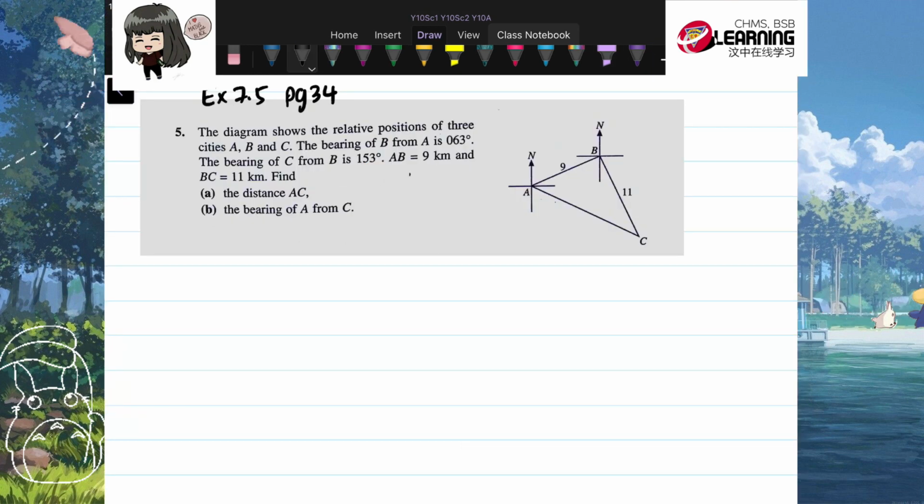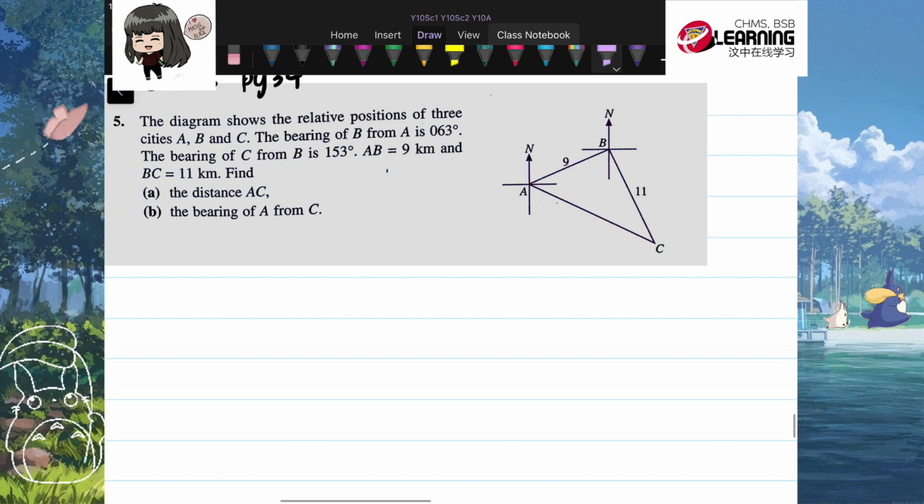Now we go to the last question of this lesson, which is page 34, exercise 7.5, question number 5. Also copy the question, please. The diagram shows the relative positions of 3 cities A, B, C. The diagram is already there. Read the question very carefully. The bearing of B from A is 63. So from A, draw a north line, and the connecting line AB is 63 degrees. The bearing of C from B is 153.